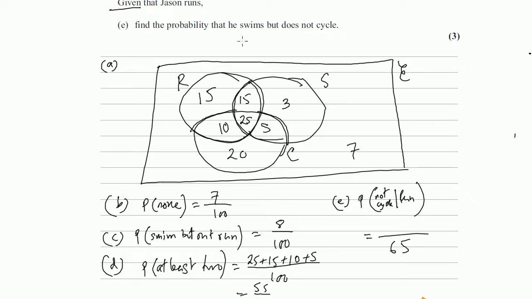And you have to find the people that swim but not cycle. So swim but not cycle out of this run set: swim and run is this portion, but does not cycle. That means it will only be 15. Swim but not cycle. This region would be cycle, run, swim all together. We need 15 out of 65. So that would be the probability.